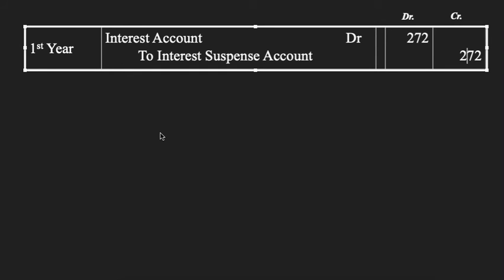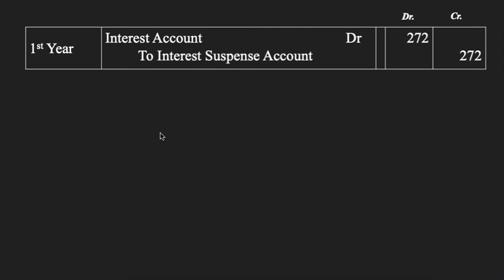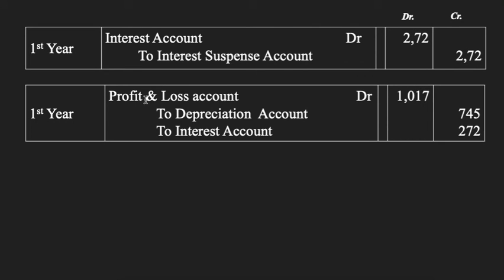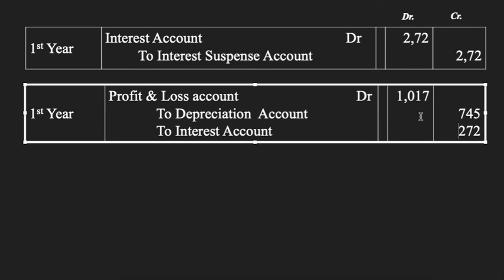Now, both these expenses, interest as well as depreciation, will be transferred to the profit and loss account. The journal entry for that is profit and loss account debit to depreciation account and interest account, and the total amount is the addition of both the depreciation amount and the interest amount. The total amount will be 1017 rupees. So this is for the first year.